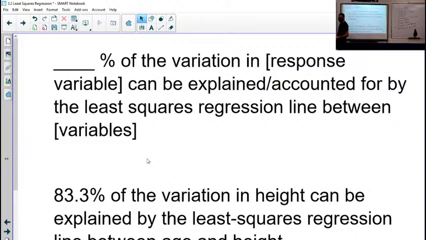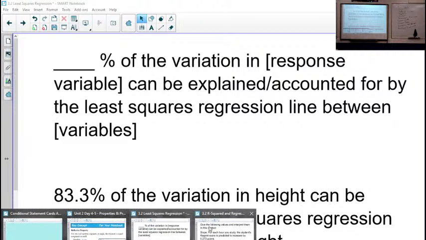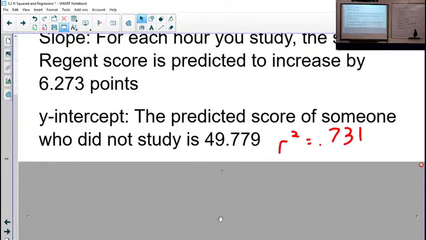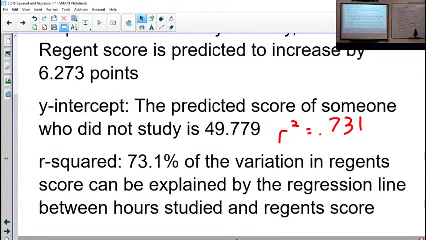And I've also seen them ask, both on multiple choice and on free response, to actually interpret the R squared value. So in the case of the example that we're looking at today, here's how the sentence looks. 73.1% of the variation in their scores can be explained by the regression line between hours studied and scores.